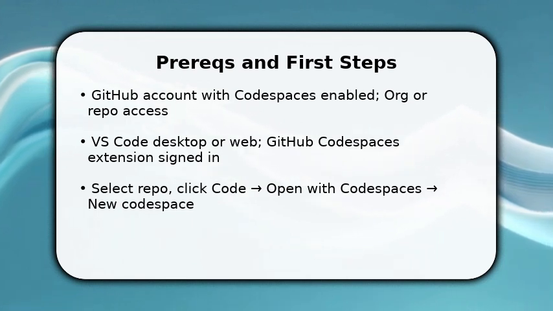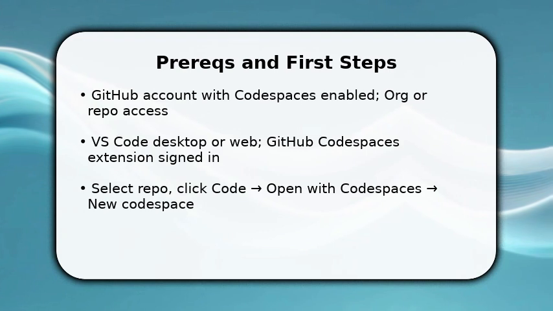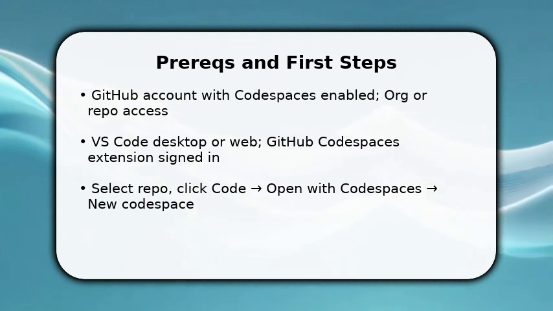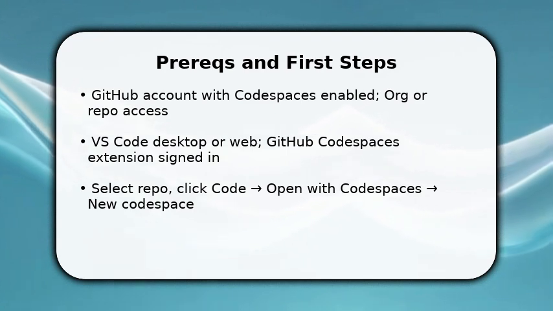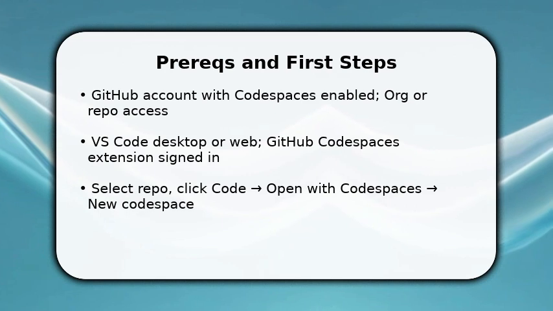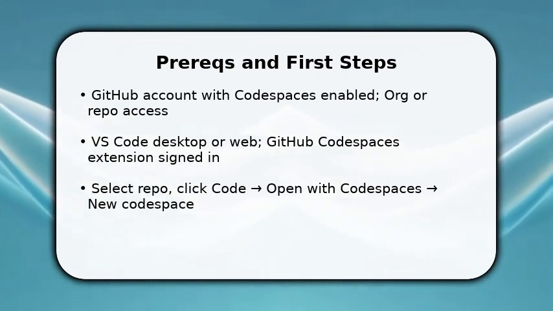While it provisions, notice devcontainer.json or the .devcontainer folder. This defines your environment. If none exists, Codespaces will infer settings. Later, you'll customize dependencies and VS Code settings to match project needs. Once the Codespace boots, open the .devcontainer folder to configure the environment.